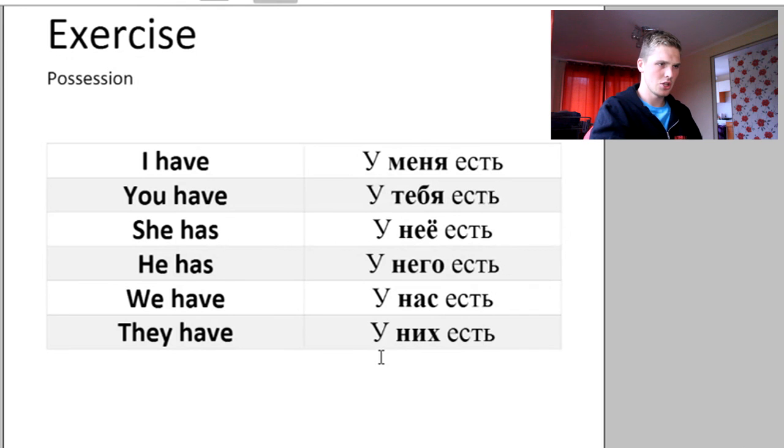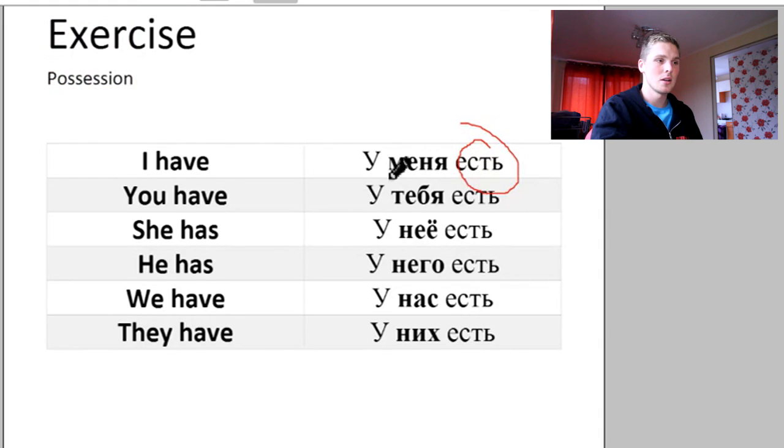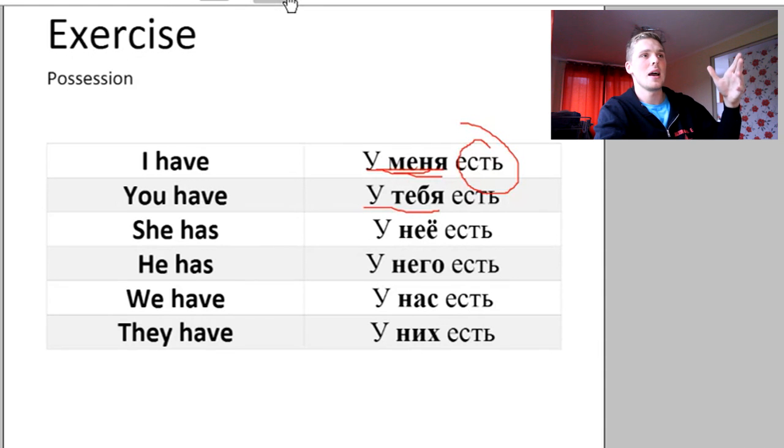So as you can see, the only thing that changes is the word between у and есть, because у is at, есть is to exist. So something exists. Let me actually select the drawing tool, so that I can draw on it in real time. Okay, есть would be to exist, у меня would be at mine. So у тебя at yours, есть to exist, etc. Right? So this is how we form the possession. We don't say я имею, which is I possess something, because possess is something different from what I have. Okay?